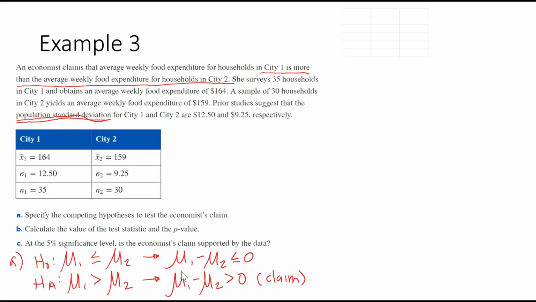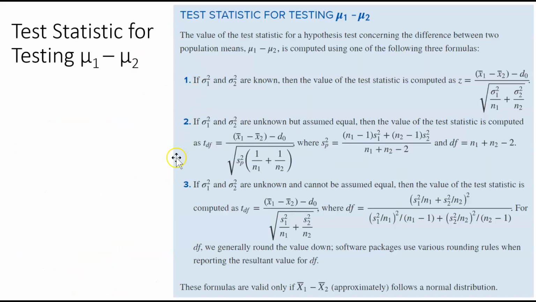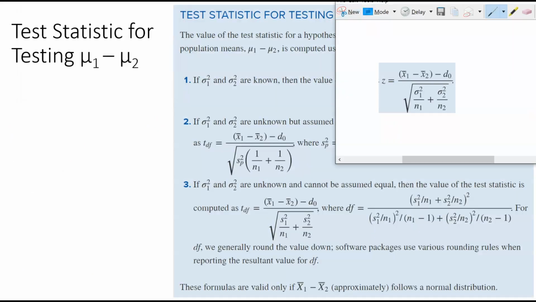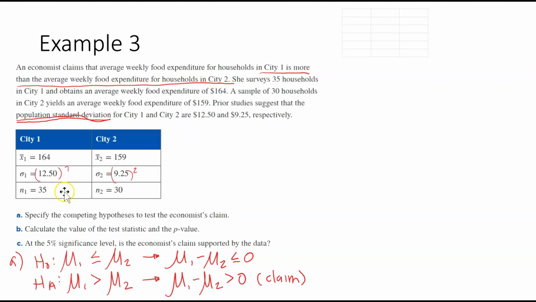So in this case, we know the population variance because I can square both of these values to get the population variance. So let's go and pick our test statistic. Because we know, we're going to use this first one here, and we're going to grab these values. So we're going to use this formula here. And let's double check that we've got everything we need.